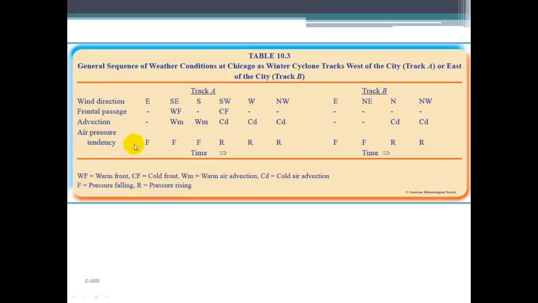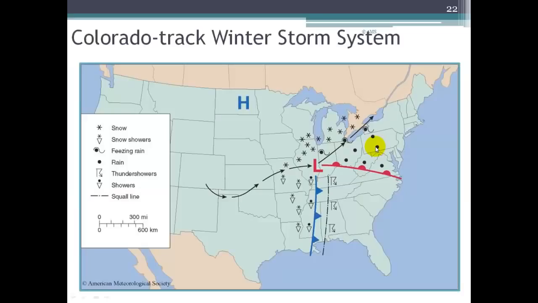And then the air pressure tendency. So falling, falling, falling, and then rising, rising, rising. For track A, remember it's falling as the low pressure gets closer, and then once the low passes, the pressure begins to rise again. And same thing really for track B.